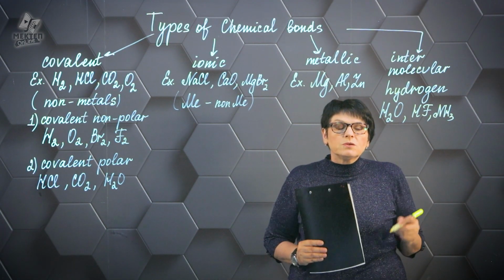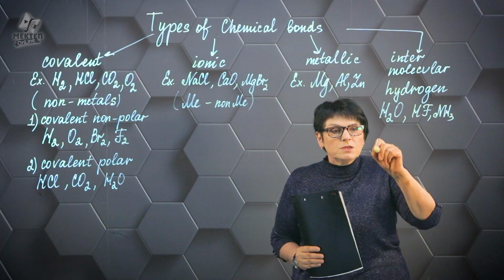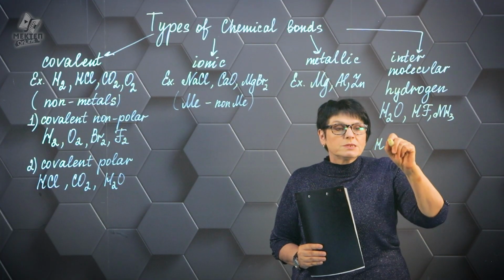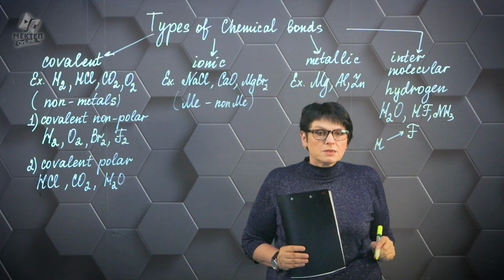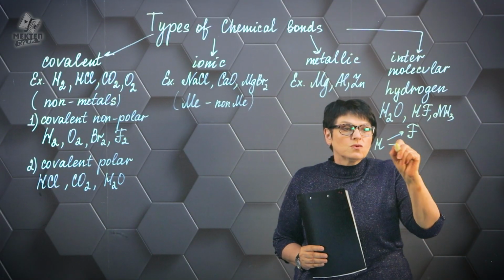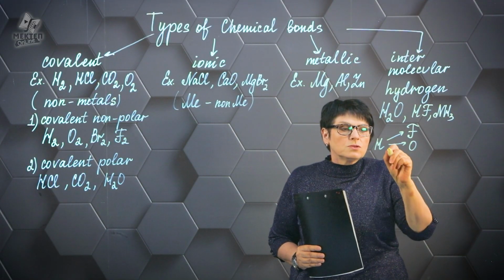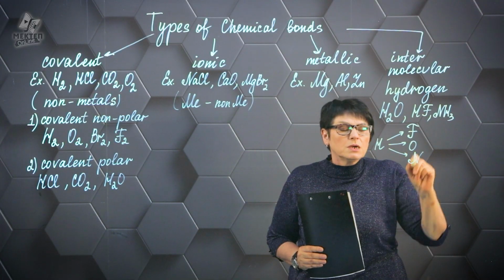So, how do you know when it's hydrogen bonding? Hydrogen bonding occurs when there's hydrogen in a molecule and the most electronegative elements: fluorine, oxygen, or nitrogen.